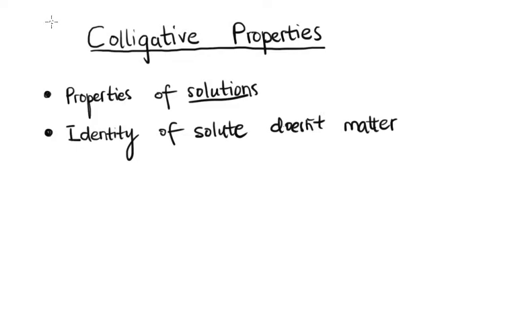So in this video, I'm going to be talking about colligative properties. All colligative properties are, they're basically the properties of solutions, and we compare these properties for the solutions to the pure solvent. So an example for this is, let's say we have pure water, which is a solvent, and we compare the boiling point of pure water to, let's say, adding salt to that water, which is a solution.